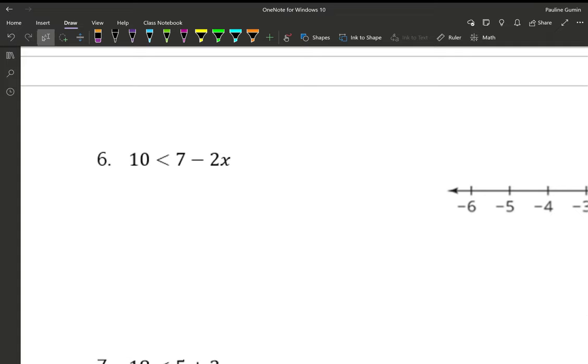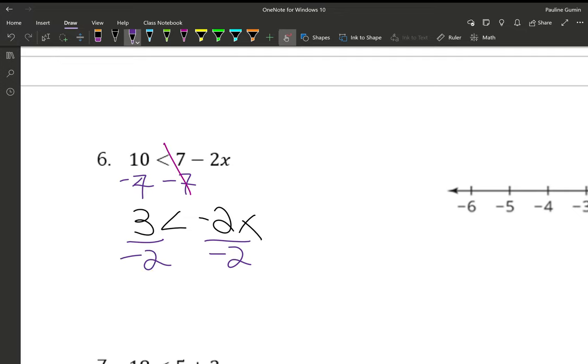Right. Number 6. 10 is less than 7 minus 2x. To start off, I'm going to subtract 7 from both sides. 10 minus 7 is 3. The 7's on the right cancel, and we're left with negative 2x. In order to get rid of the negative 2 that's next to x, we are going to divide both sides by negative 2.